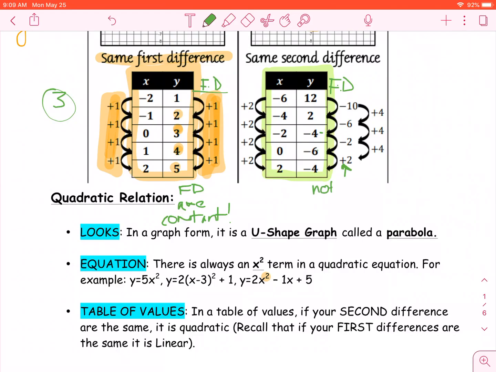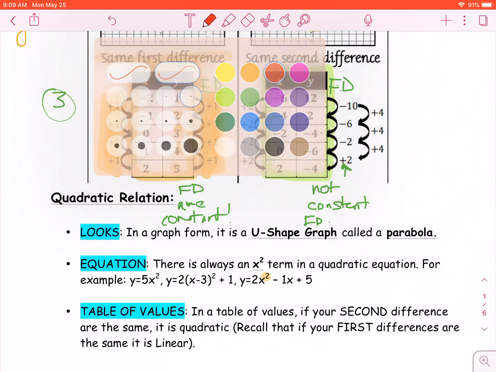So this is not constant first differences, meaning that this can't be linear. Typically last year you would have just stopped and said, okay, it's nonlinear, because we know linear graphs have to have the same constant first differences.